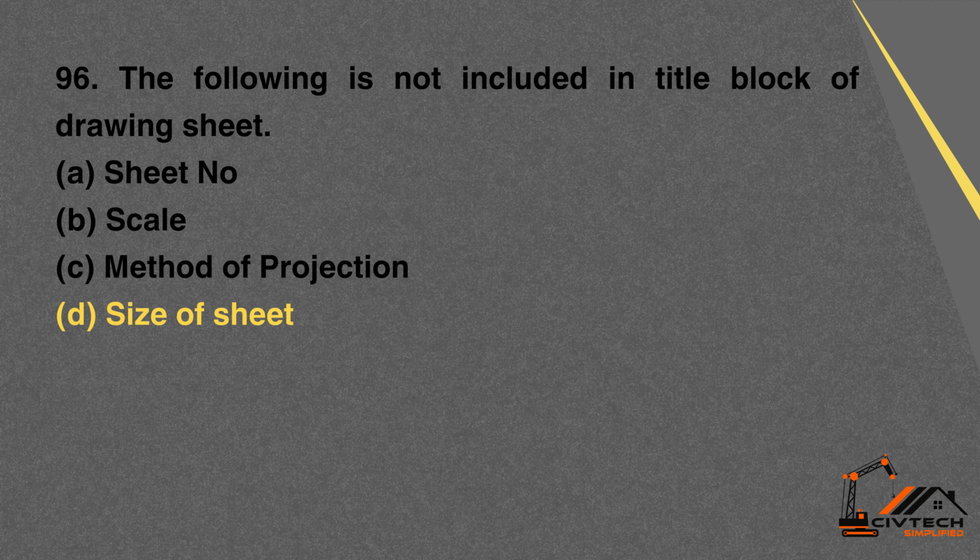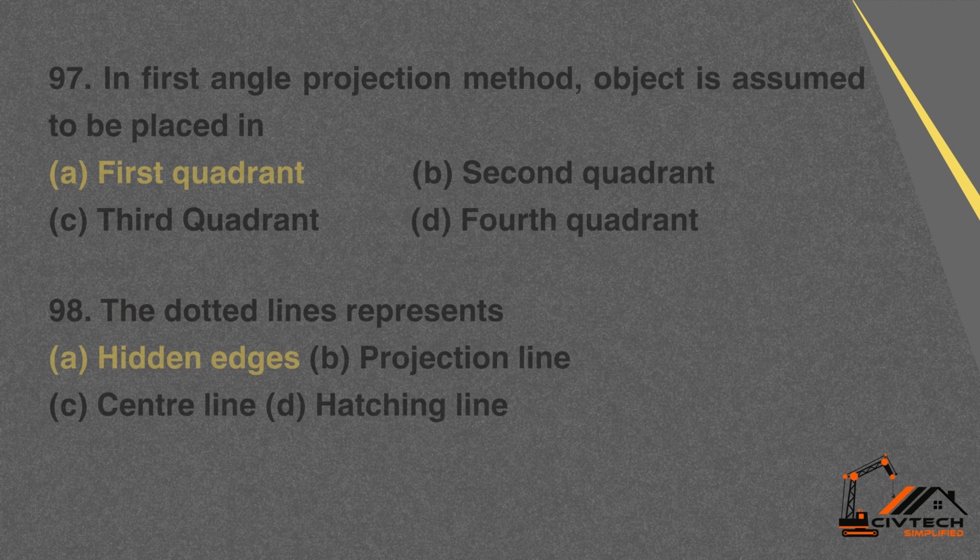96. The following is not included in the title block of a drawing sheet. A. Sheet number. B. Scale. C. Method of projection. D. Size of sheet. Correct option D. Size of sheet.